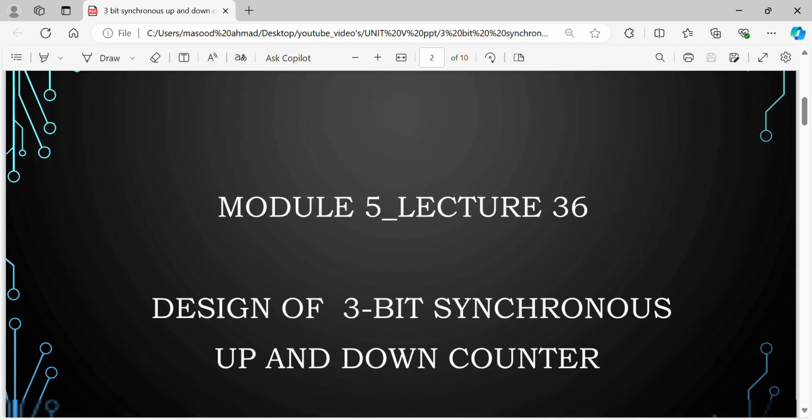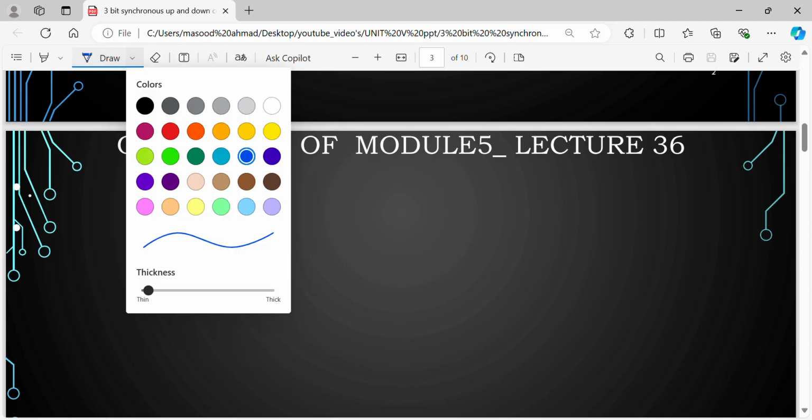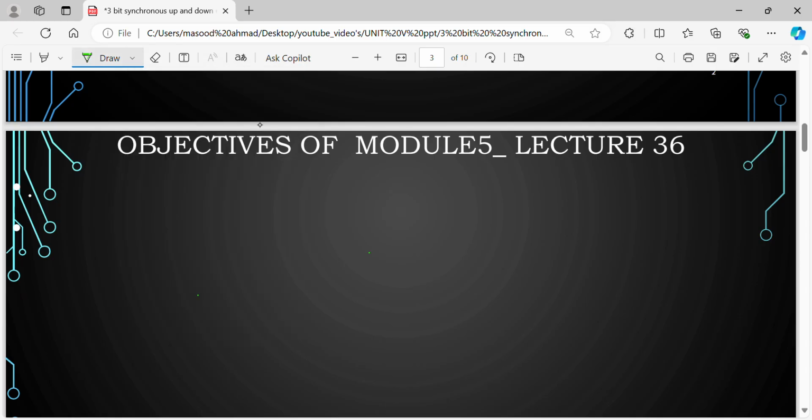The only thing that we are doing is adding an extra control signal, which is called, let's say, up. This up is a control signal. When up is 0, we are going to do the down counting process. When up is equal to 1, we will be doing up counting. What up counting is and what down counting is, we are aware of.